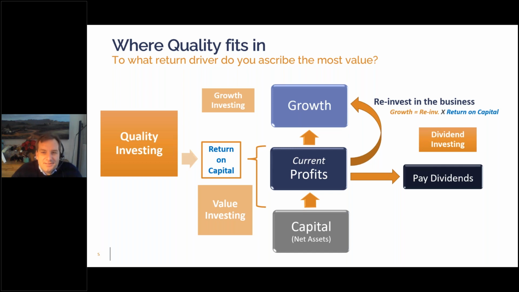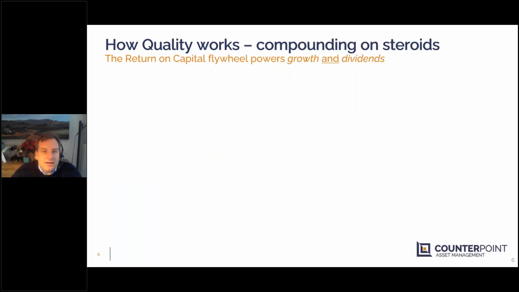In quality investing, there's almost a hidden compounding element. So how does quality work? I call it compounding on steroids. There's the return on capital flywheel. It powers both growth and dividends. Let's start with a simple example. We have a factory. We will call it Factory A. To build this factory, one had to invest 1,000 Rand.